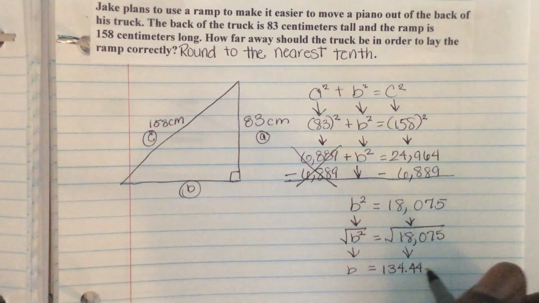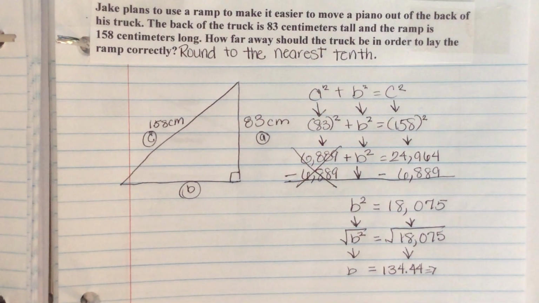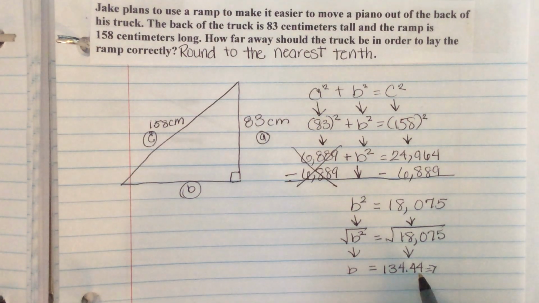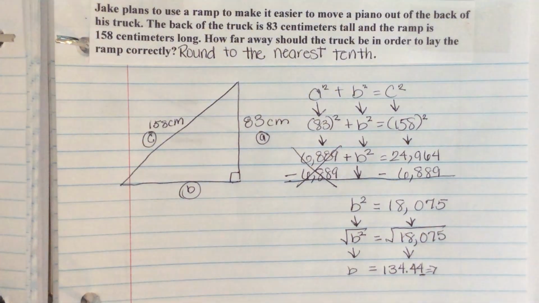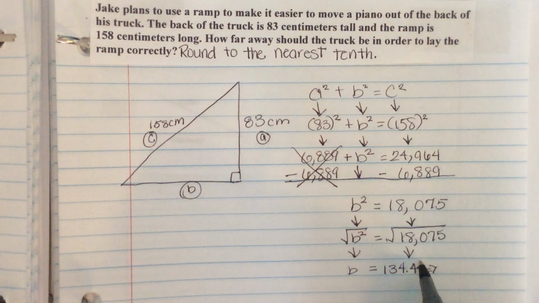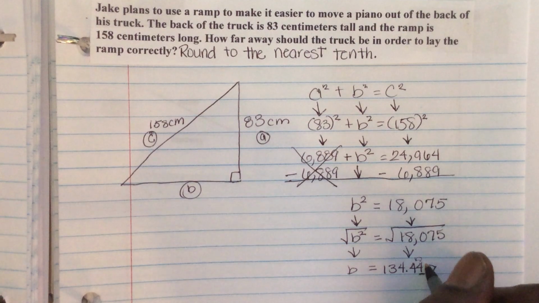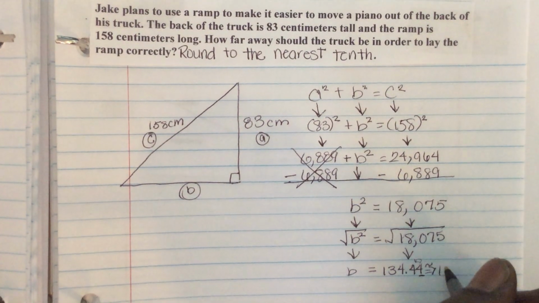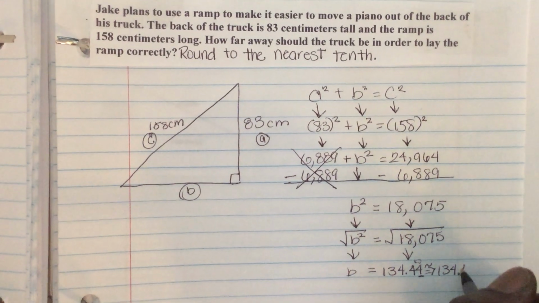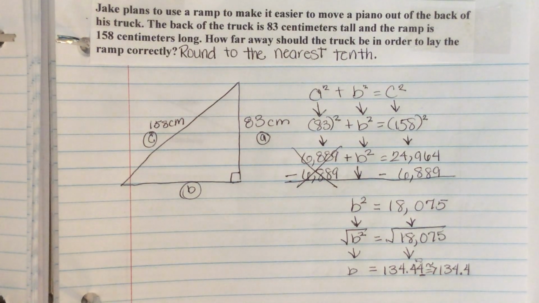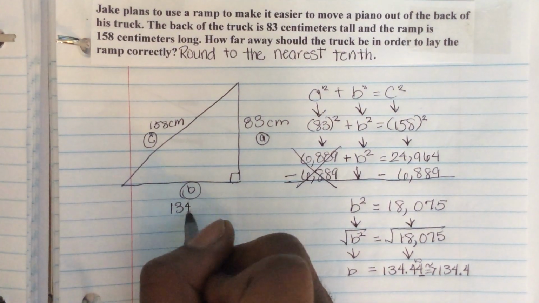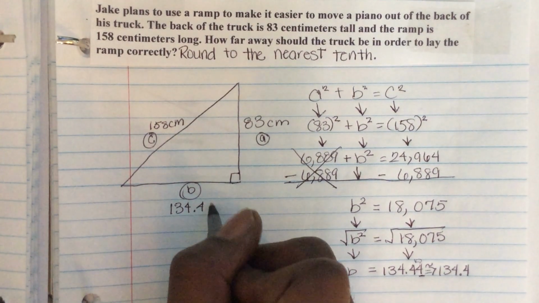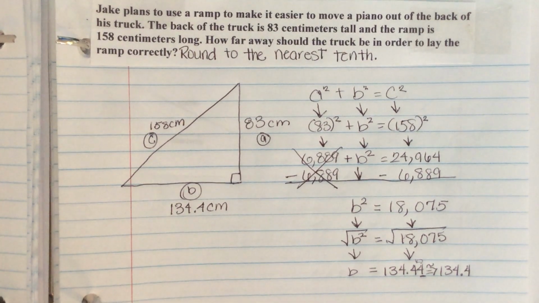So now to actually round to the nearest tenth, I look at my hundredths number, and I see that it's less than 5. So my tenths number stays the same. So my B equals approximately 134 and 4 tenths. So that is my measurement, 134 and 4 tenths centimeters for my leg B.